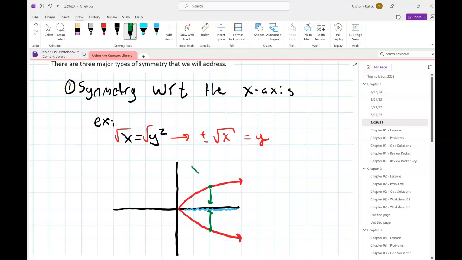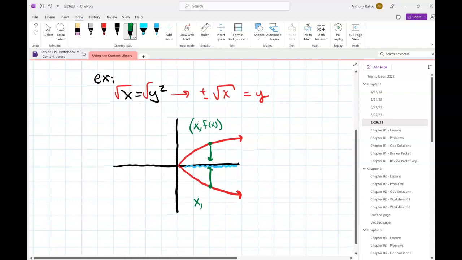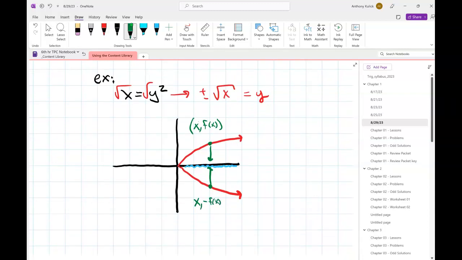So what we should be noticing is that if this is the point x comma f of x, then this point down here would have to be x comma negative f of x, right? Or it's the same x coordinate, but the y coordinates are opposite, right?